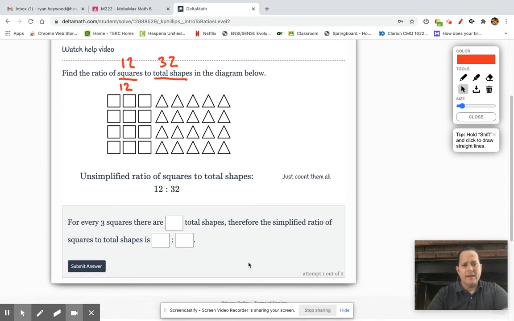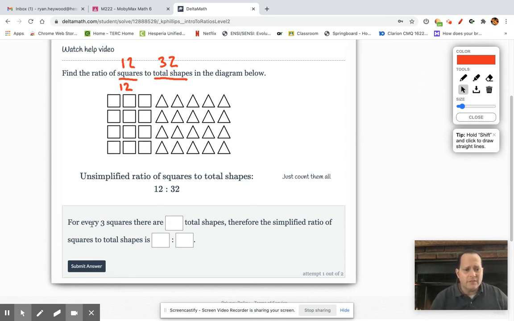All right. Now, another thing that some other questions might ask is what's the ratio of triangles to squares? So that means that you'd have to count the number of triangles and then your ratio would be triangles to squares. So you have to make sure and pay attention to the wording of the question. All right, so unsimplified ratio of squares to total shapes is 12 to 32.